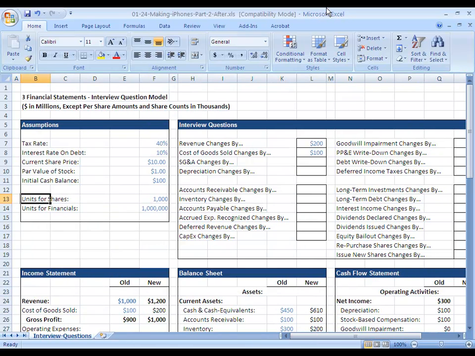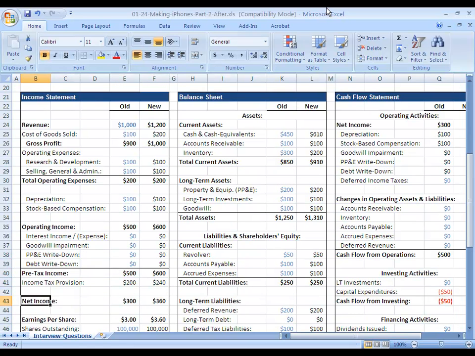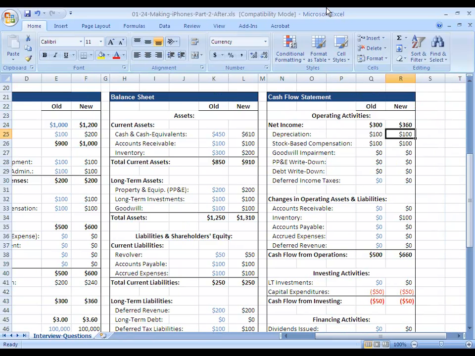So let's start with the income statement and go through what happens here. So revenue is up by 200 from our assumptions. Cost of goods sold is up by 100. So overall, gross profit is up by 100 here. Operating income is then up by 100. Pre-tax income is up by 100. And so if you assume a 40% tax rate, then our net income here is up by 60. On the cash flow statement, net income is up by 60.